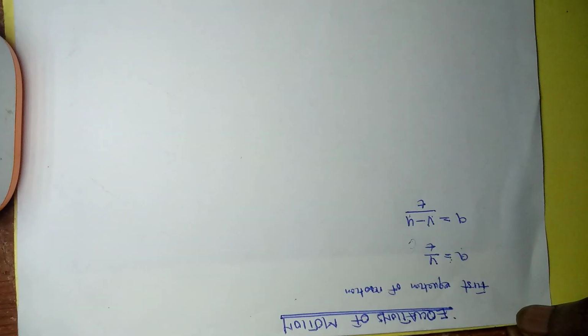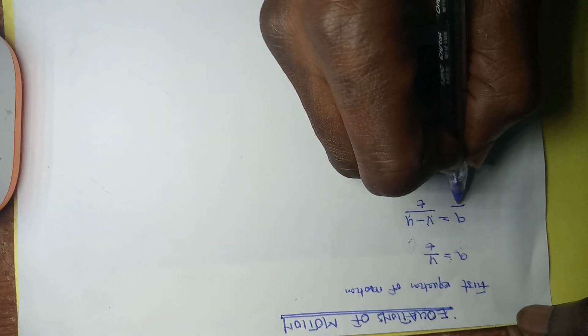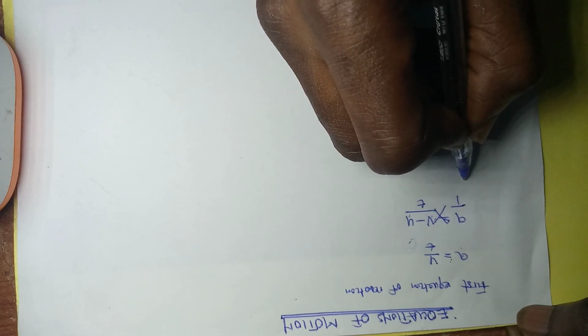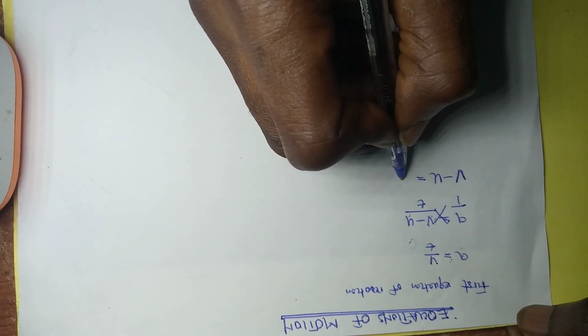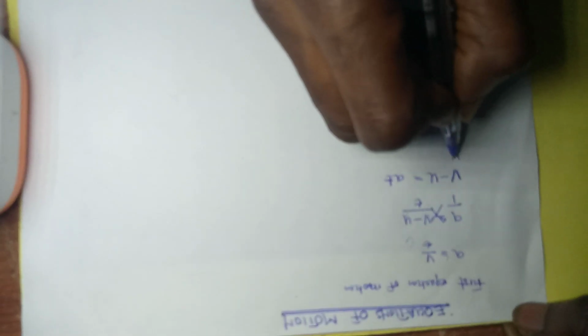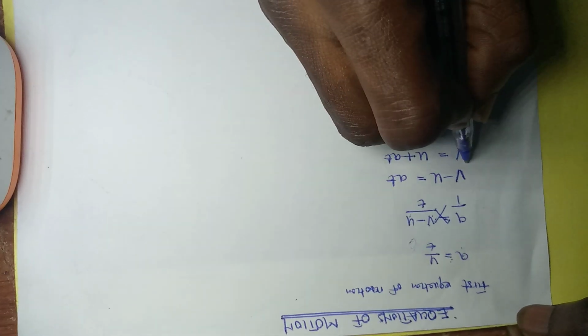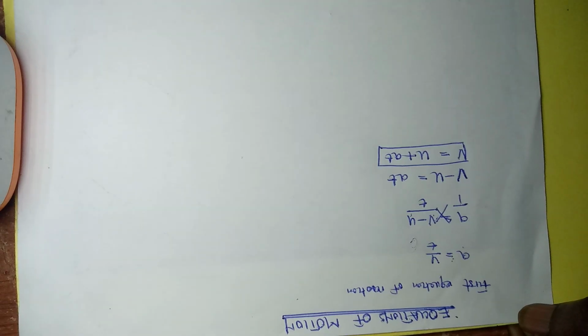So we can write the equation as, we can cross multiply here, we can have V minus U to be equal to AT. So at this point, we can now say V to be equal to U plus AT. So this is how we are going to be proving the first equation of motion.